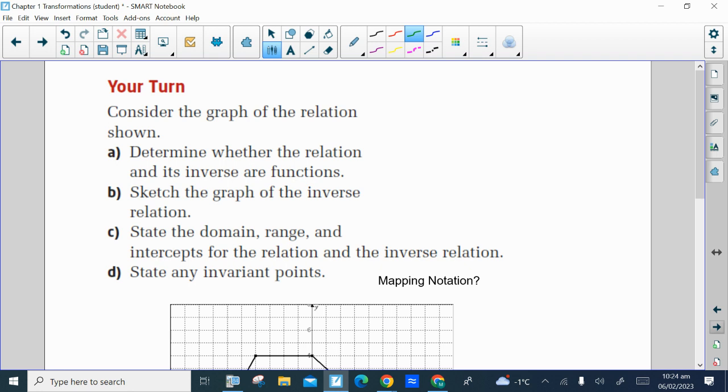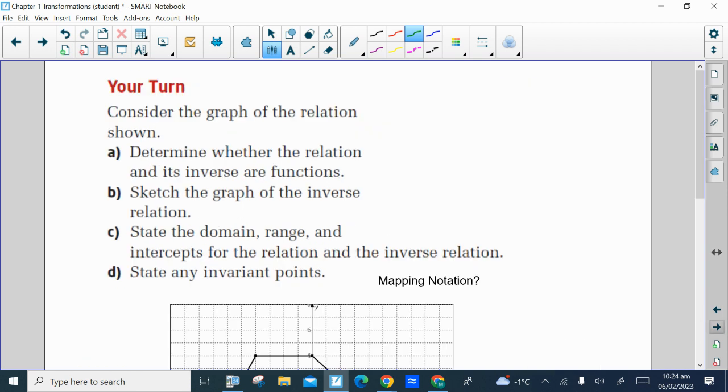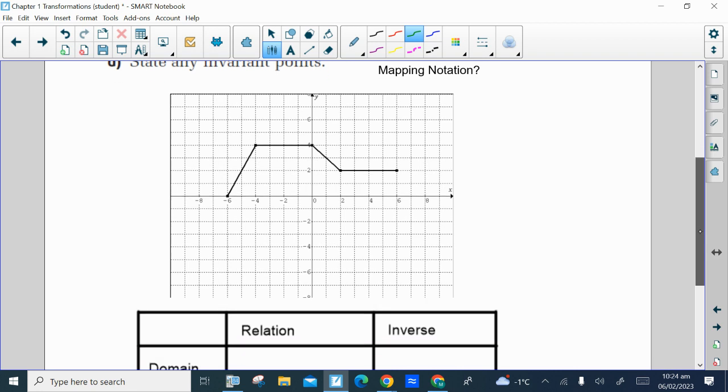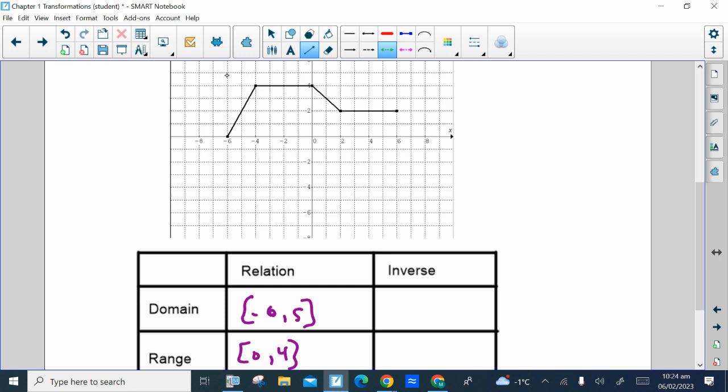So consider the graph of the relation shown, exact same type of question that we did last. This one also asks for a mapping notation, so we'll talk about that as well. Looking at that original graph, the domain would go from negative 6 to positive 5. The range goes from 0 up to 4. And that original relation is a function. No matter where we draw a vertical line, it'll only cross the graph in one spot, or it won't cross it at all.